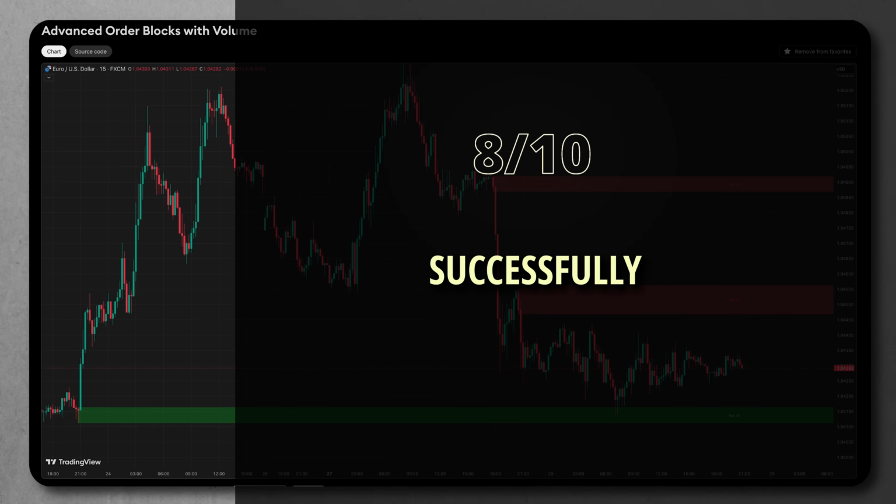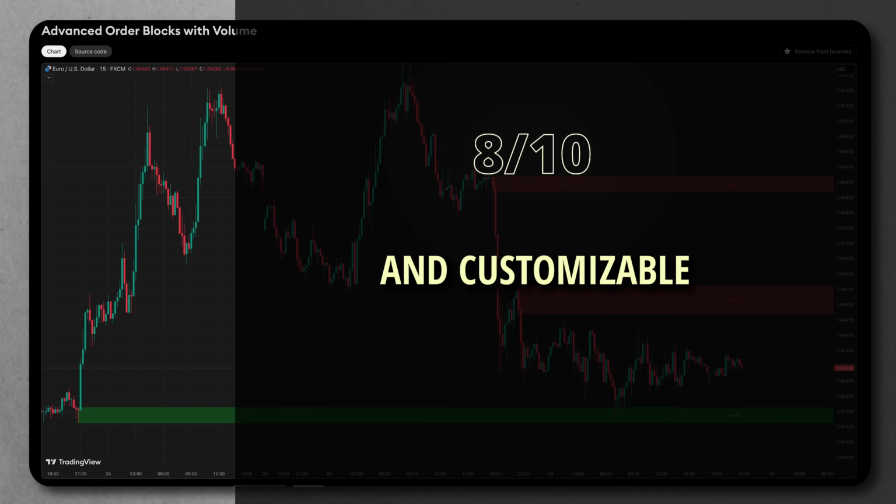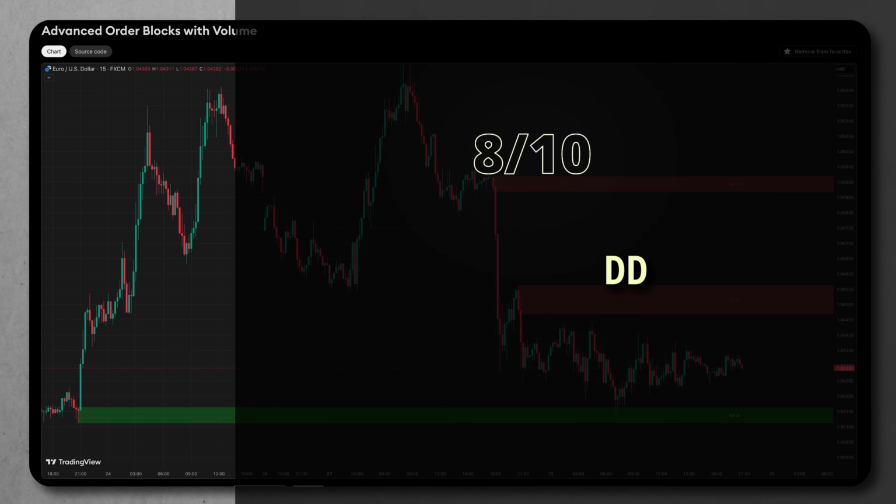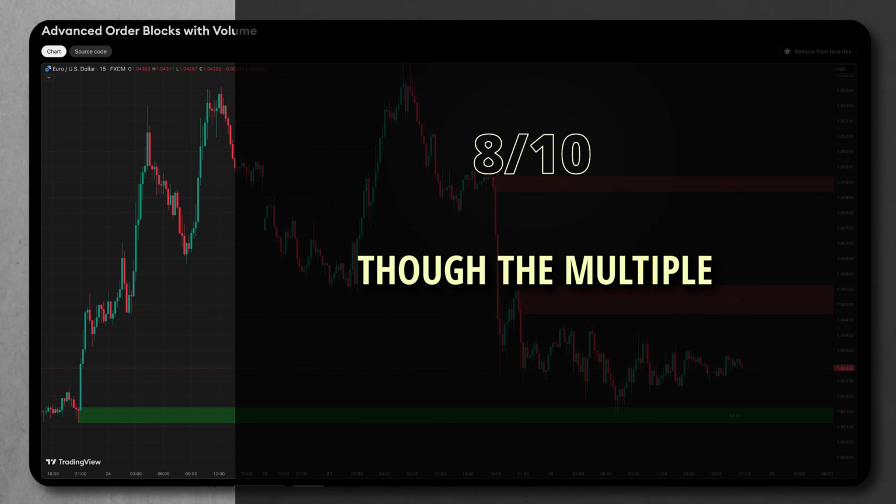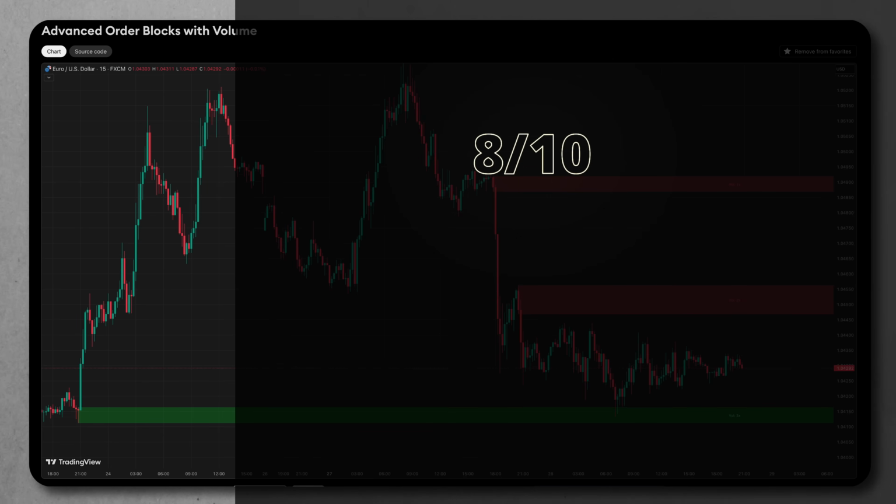The indicator successfully combines traditional order block concepts with quantitative volume analysis, creating a more sophisticated approach to identifying institutional footprints. The automatic mitigation tracking and customizable volume calculation methods add practical value, though the multiple parameter dependencies require careful optimization for different market conditions.